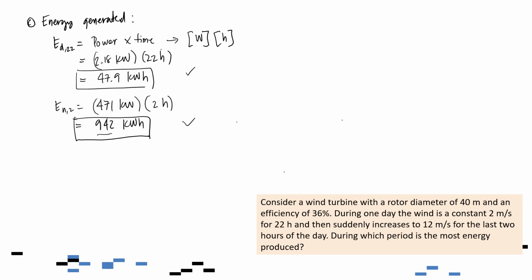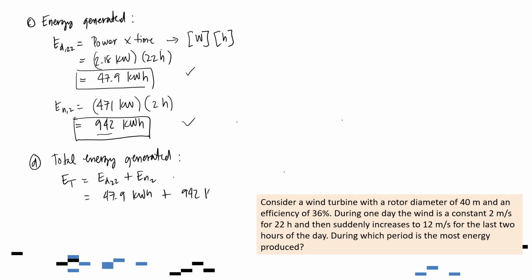So if you try to calculate the total energy generated, how much is the total energy generated for the whole day? Okay, so what's the total? The total is basically the sum of the two, right? Plus E at nighttime for 2 hours, which is equal to 47.9 kilowatt hour plus 942 kilowatt hour is equal to 989.9 kilowatt hour. So this is the total energy produced for the whole day.